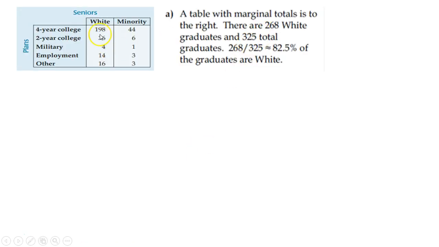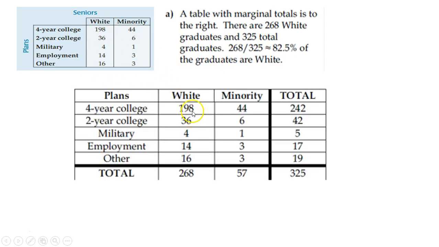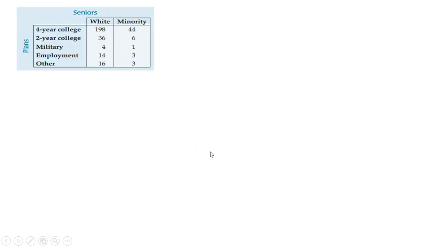There are a total of 268 white graduates and 325 total. So of the graduates, 82.5% of them are white. All right, do you follow how I got that? So I took the table and basically I found the totals of the frequencies and the margins, okay, is what's happening here. So I totaled it the whole way down. That's why I'm getting my 325 here. Okay.